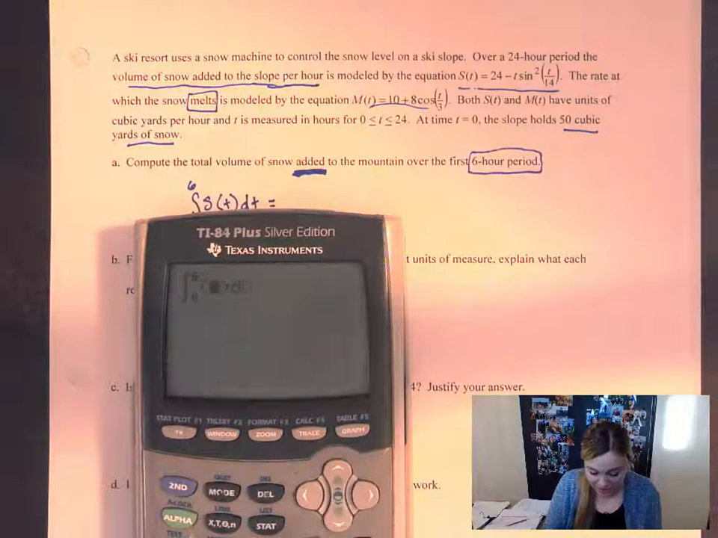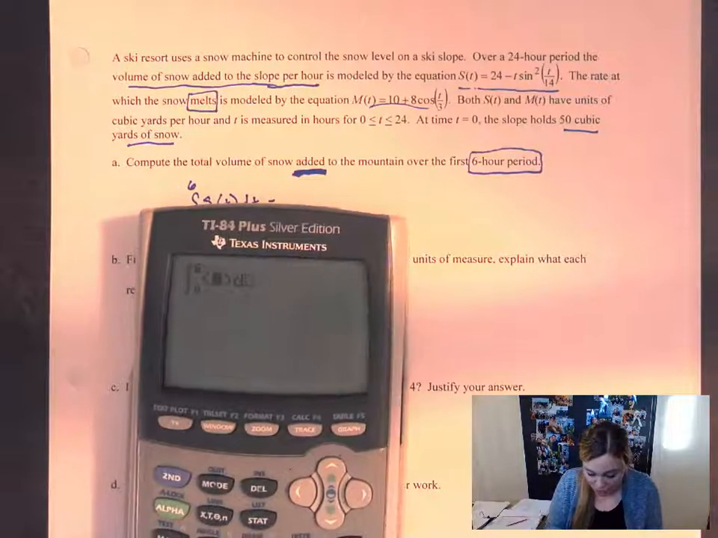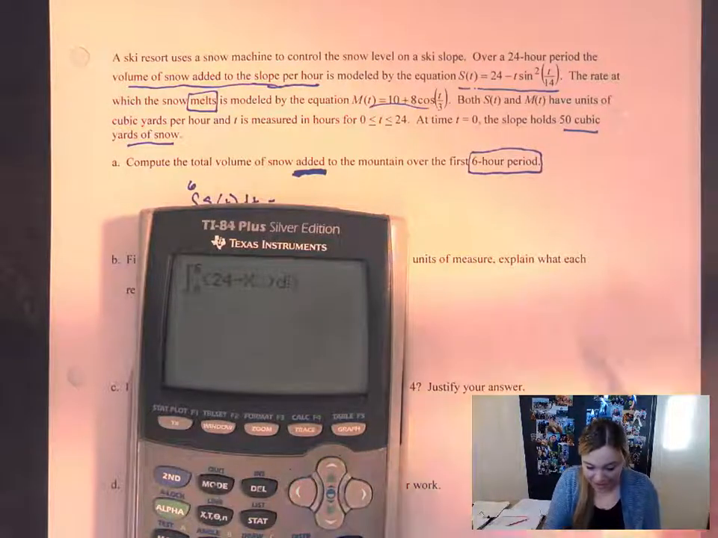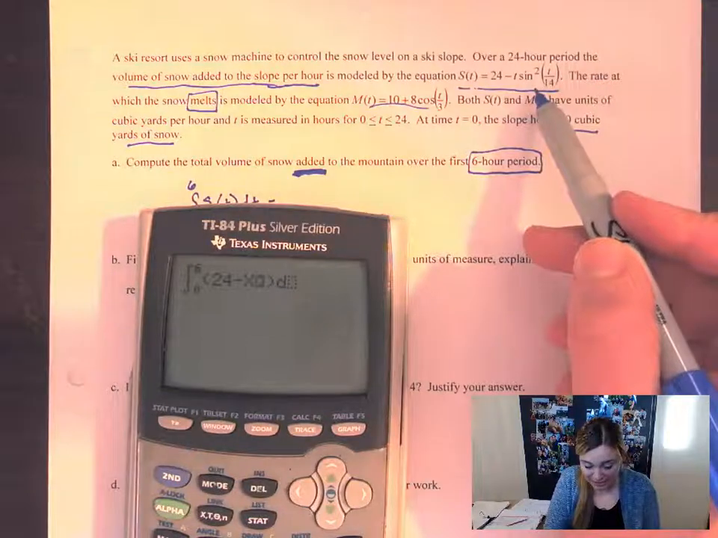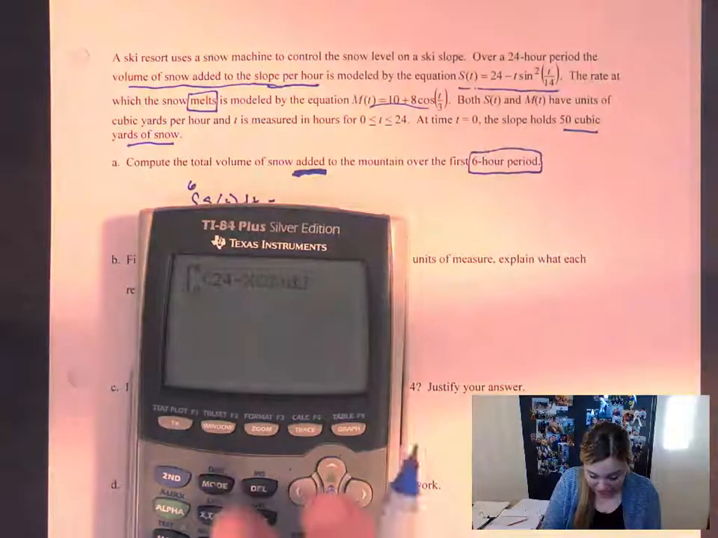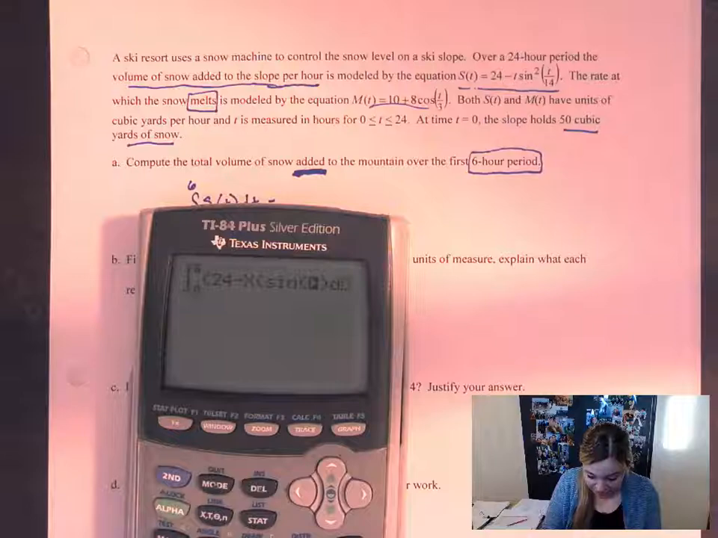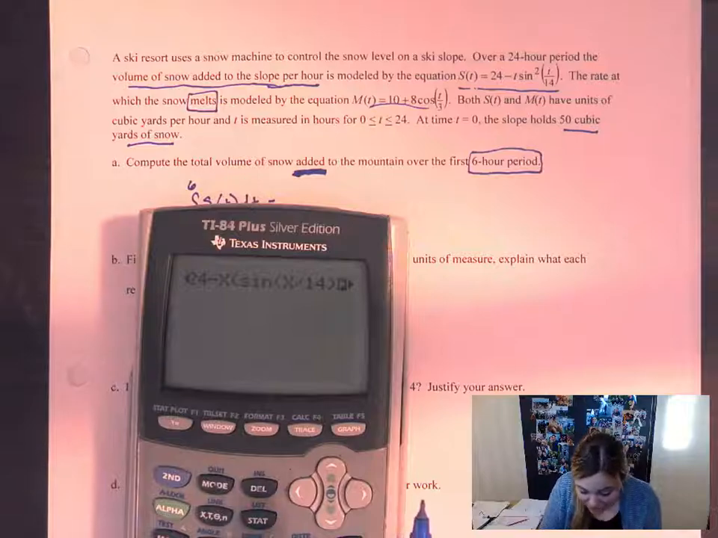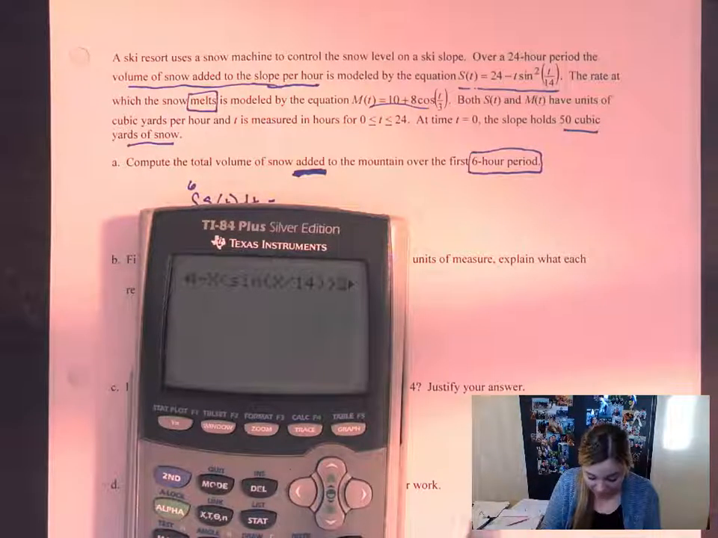0 to 6, silly. Okay, S of t was 24 minus t, but we're going to do x. Be careful with this. This says sine squared, so I need to put parentheses around this entire thing. I'm going to do sine of x over 14. Close that parenthesis. Close the next parenthesis. I'm going to square it.